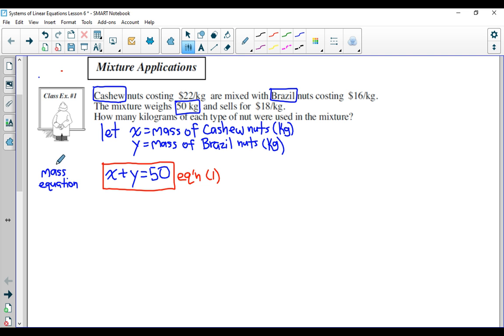The second equation I want to write down is going to be for the total price of the mixture, and also the price of the cashew nuts and the Brazil nuts put together. So the first thing I want to do is figure out what the total cost would be. I'm going to look at this sentence to identify the total cost. If the mixture weighs 50 kilograms and the unit price is $18 per kilogram, the way I would get the total price is I just multiply these two numbers together, the 50 kilograms and the $18 per kilogram. So we're going to identify that as my total price of your mixture.